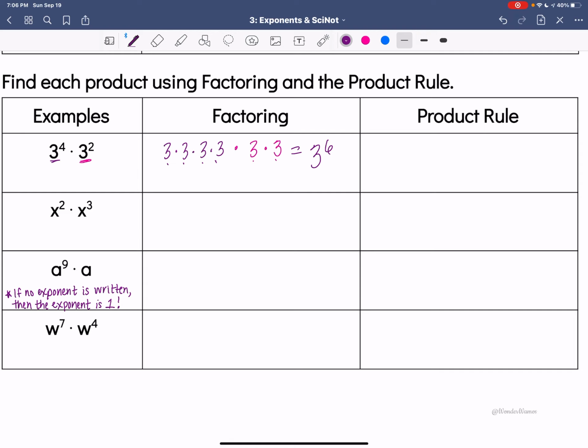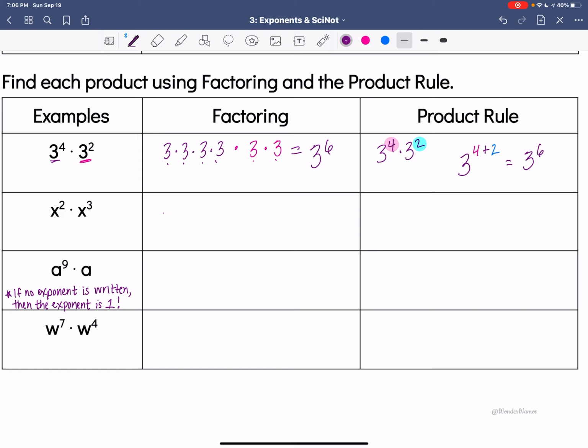Now the product rule says if you're multiplying the same base, so here the base is 3, you add the exponents. You keep the base the same. Do not write 9. Do not write 9. What you're going to do is go 4 as an exponent plus 2, and then you're going to get 3 to the 6th power. So notice we still get the same thing. We just solve a little bit differently. The product rule is basically a shortcut for your factoring. So let's go ahead and do this next one.